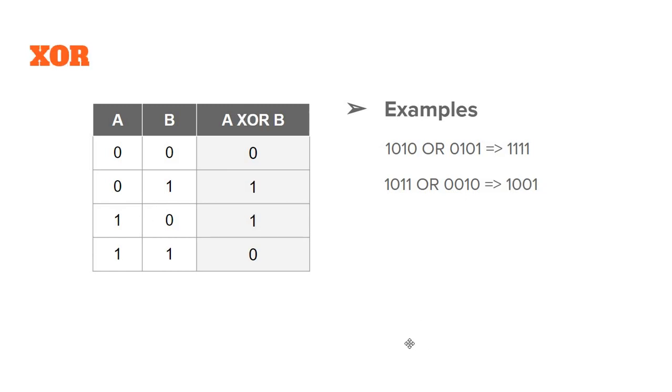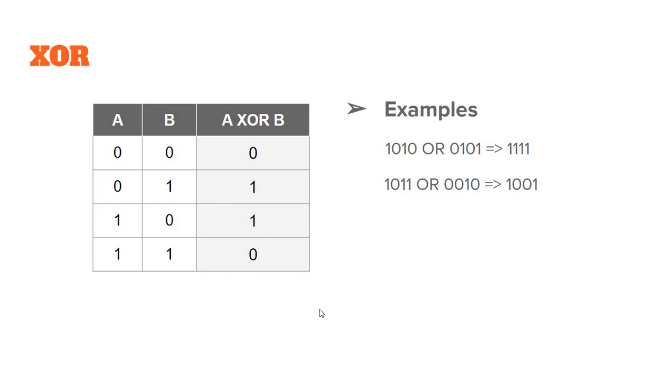The next function is called XOR or exclusive OR, and in this case it's similar to the OR function, except it's exclusive, so 1 XOR 1 is 0. If you remember the OR that we previously discussed, in the case of OR, 1 OR 1 is 1. In the case of exclusive OR, 1 XOR 1 is 0. So this is the only difference.